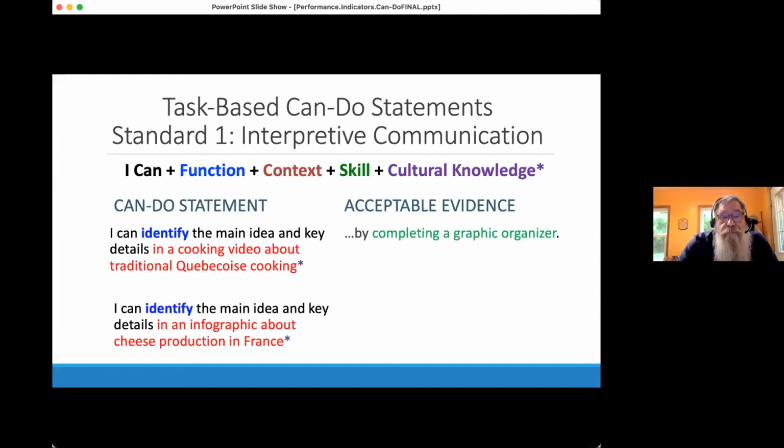evidence of our learning. I can identify the main idea and key details in an infographic about cheese production in France. So that's our authentic resource. That gives us our context, and we answer questions to show that we've comprehended this text. And again, our cultural knowledge is embedded right within the authentic documents that we're using.